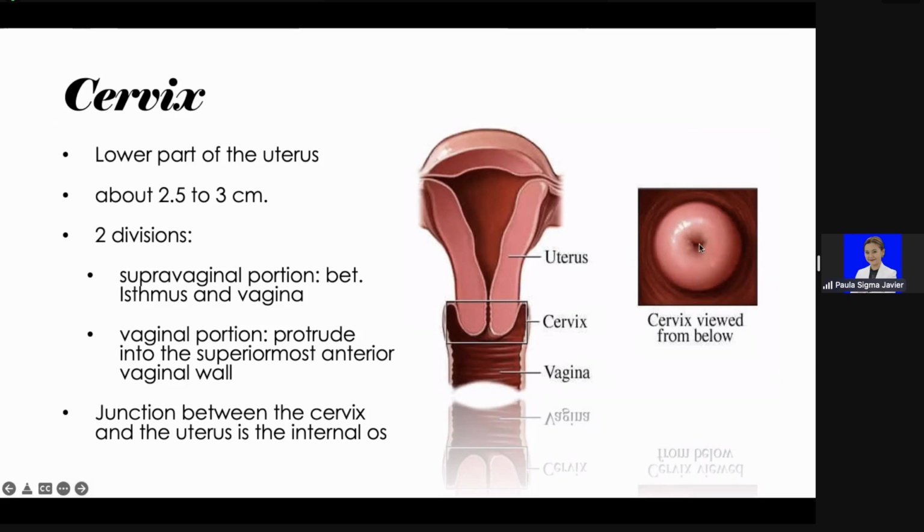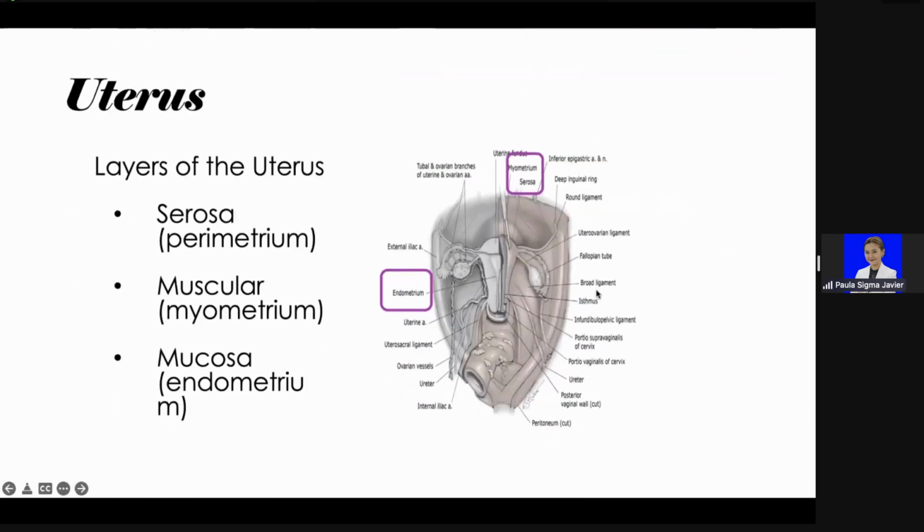So in nulliparous patients or those who haven't given birth yet, the cervical opening is round, while in multiparous or those patients who have already given birth, it is slit-like. Slit-like. Okay. So for the layers of the uterus, the outermost layer related to your peritoneum is the serosa or the perimetrium here. Okay. The thickest layer is your muscular layer or myometrium here.